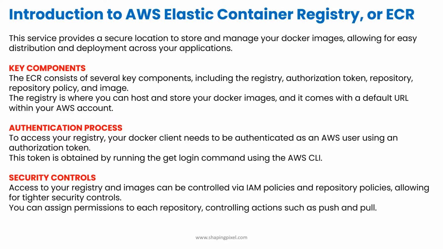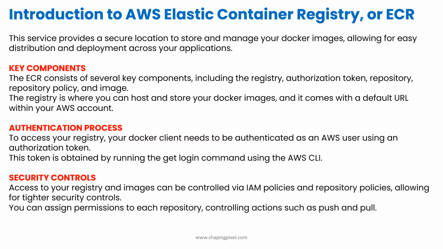So, an introduction to AWS Elastic Container Registry, or ECR. This service provides a secure location to store and manage your Docker images, allowing for easy distribution and deployment across your applications. The ECR consists of several key components, including the registry, authorization token, repository policy, and image. The registry is where you can host and store your Docker images, and it comes with a default URL with your AWS account.